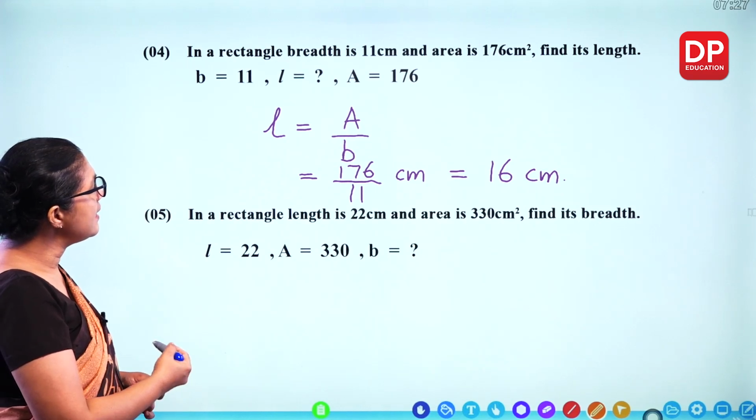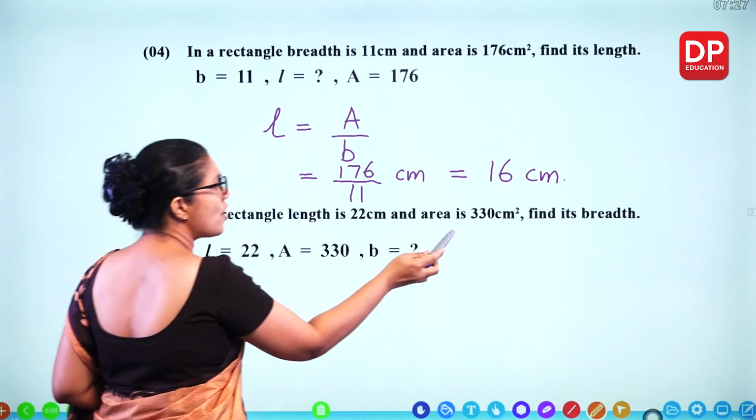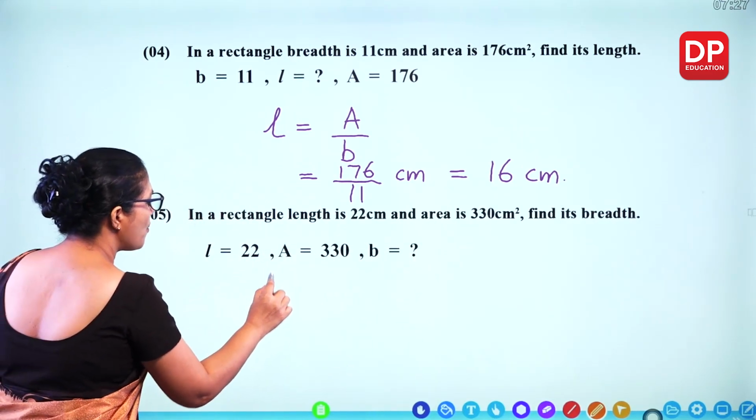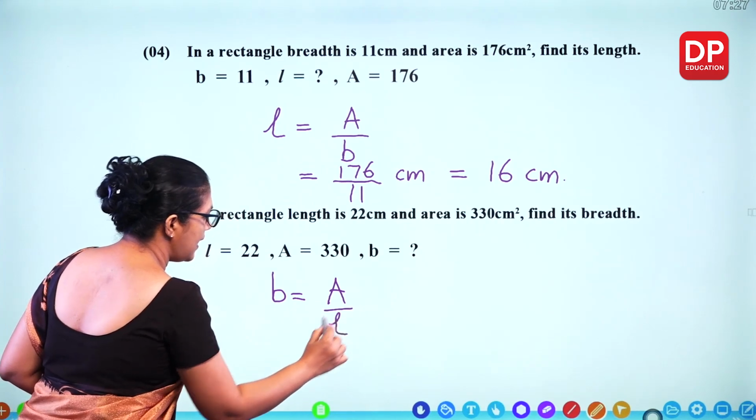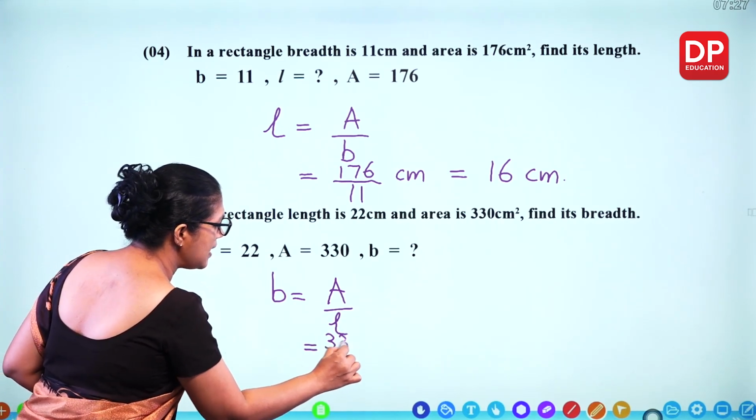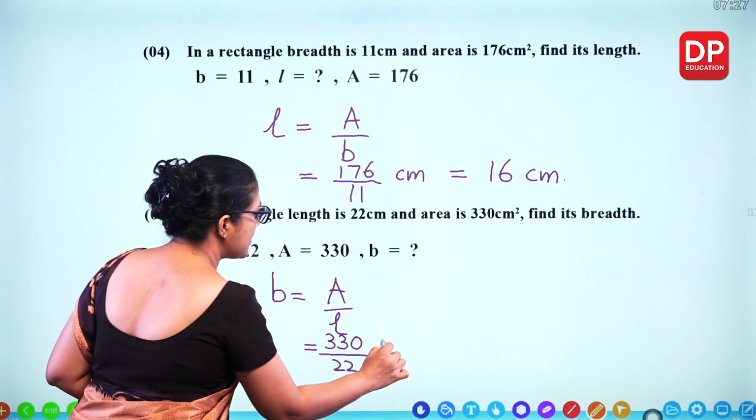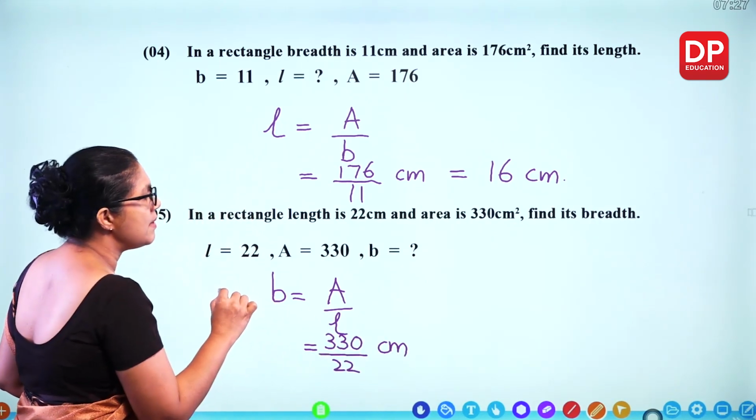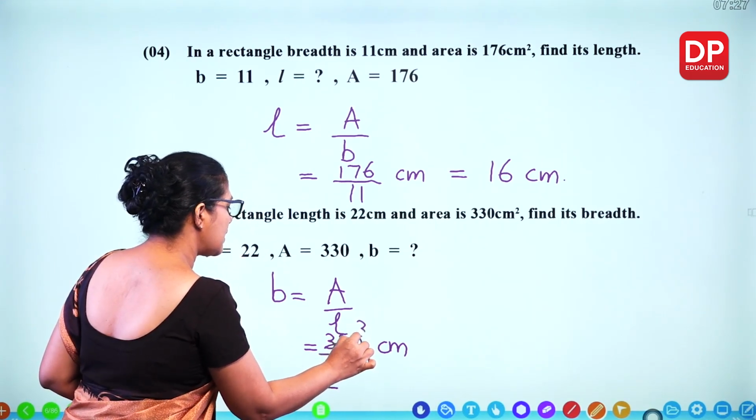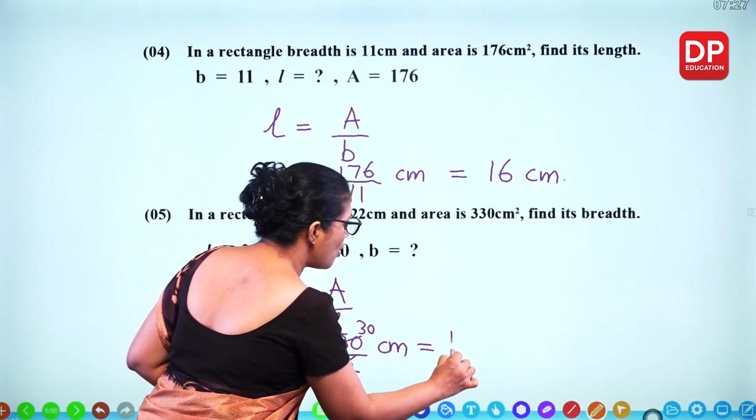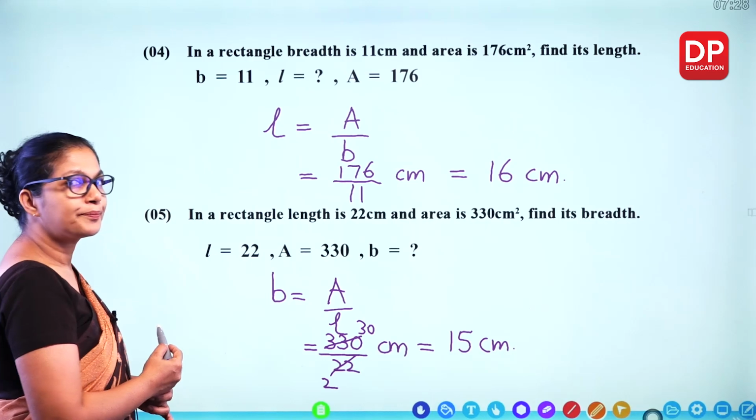In a rectangle, length is 22 and area is given. You are asked to find out breadth. So what's the formula for breadth? You can straight away use area over length. Area is 330, length is 22. So breadth is in centimeters. 11 times 2, 11 times 30. 30 divided by 2, you get 15 centimeters for breadth.